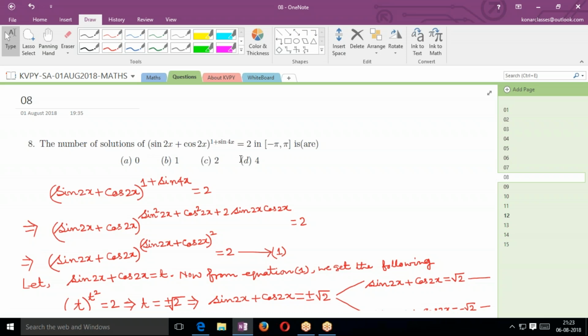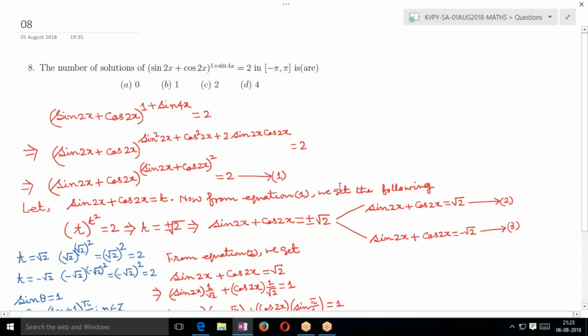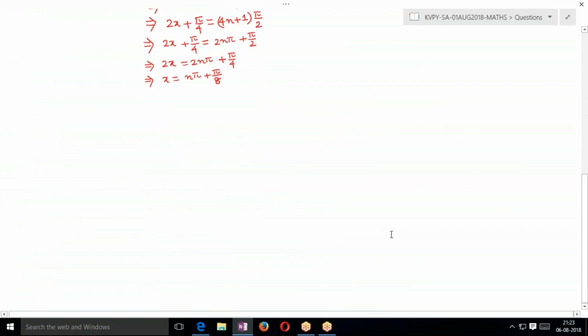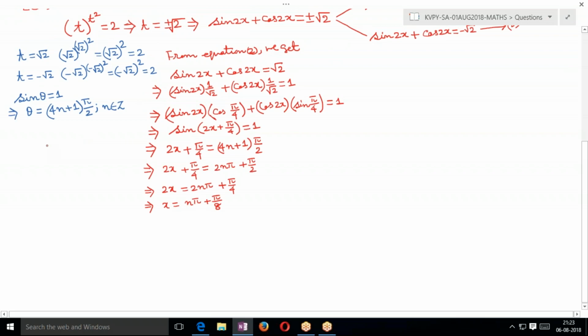As it is a closed interval minus pi to pi, whatever solutions we find, x has to be between minus pi to pi. So let's see how we can achieve that. First we'll put n equal to 0, because the set of integers starts with 0. Then we get x is equal to 0 into pi plus pi by 8, that is pi by 8. And pi by 8 is in between minus pi to plus pi, so this is an acceptable solution.